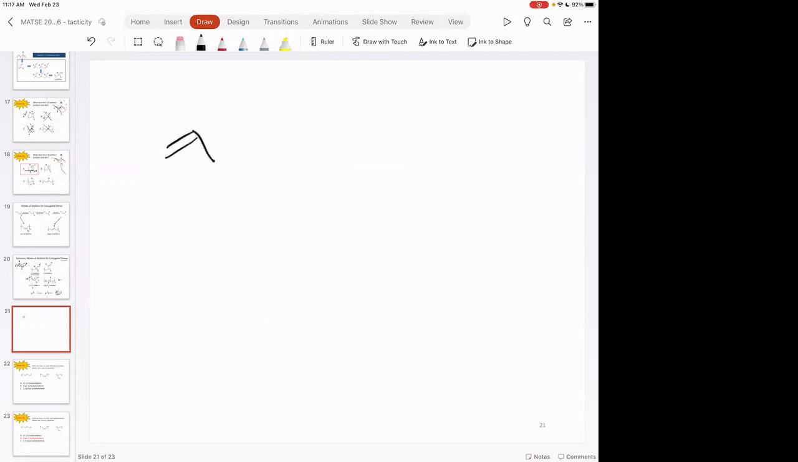So here, what's this monomer called? Need to know this. Butadiene, 4 carbons is but, and it's a diene. And so notice that these double bonds are in conjugation.